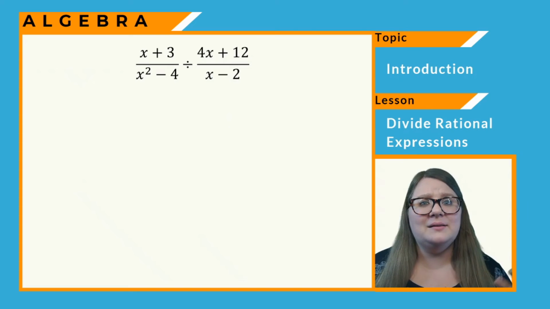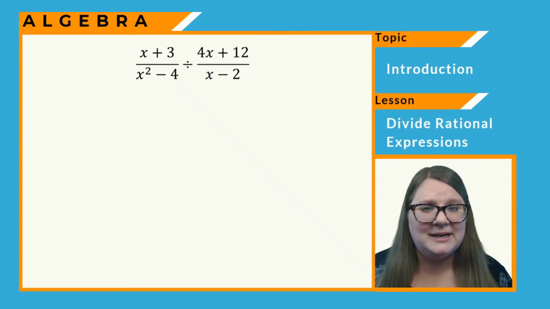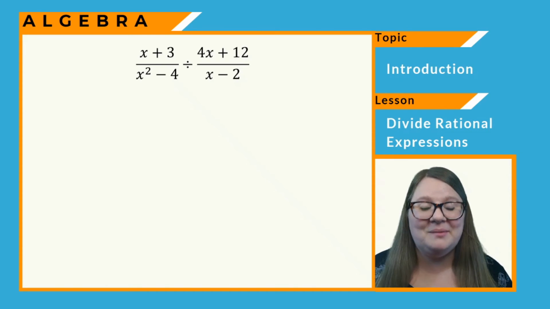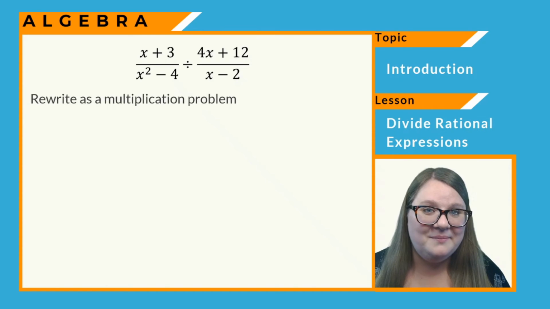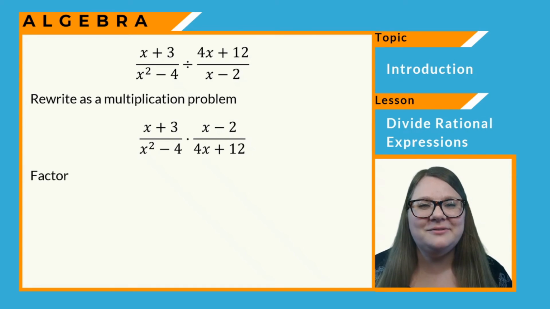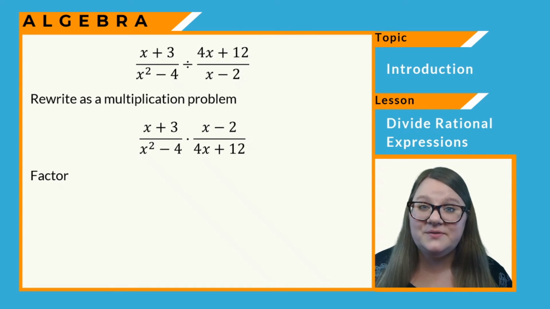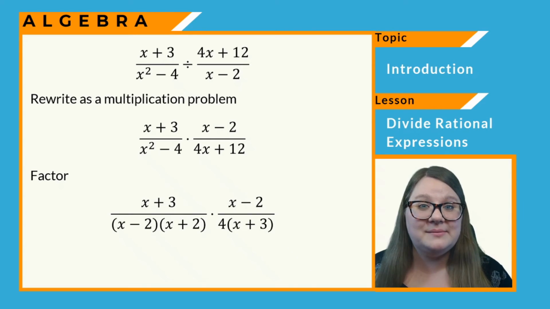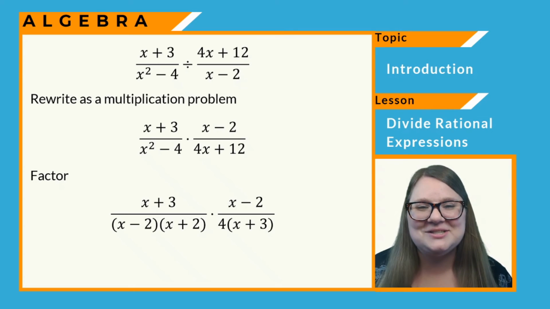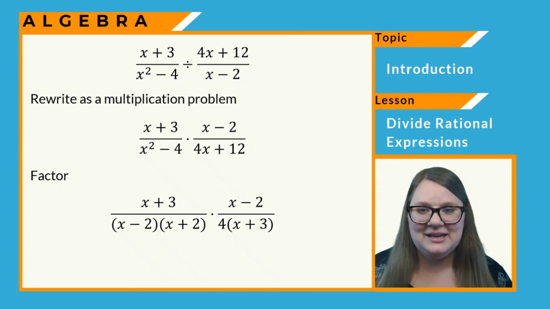Now, what if I make it a little more complicated and I put a ton of variables in? Well, don't worry, it's not too bad. We're still going to rewrite it as a multiplication problem by flipping that second fraction upside down. Then we're going to factor. Now, x squared minus 4 can factor into x minus 2 times x plus 2. And 4x plus 12, you can pull 4 out of both terms, so you have 4 times x plus 3.